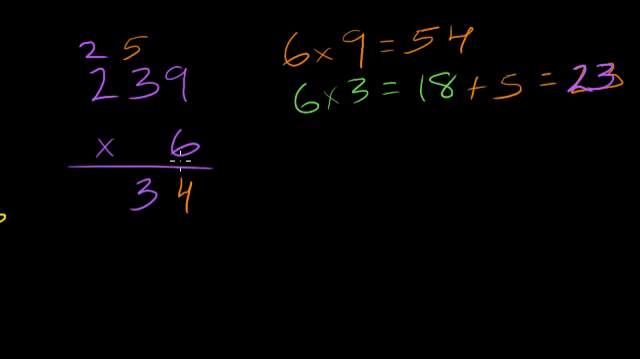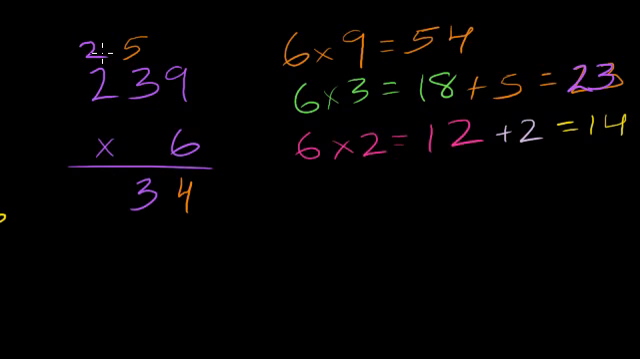Now we're almost done. One multiplication left. Let's do the 6 times the 2. 6 times 2, that's an easy one. That's 12. But I have this other 2 hanging out up here. So I have to add this other 2. 12 plus 2 is equal to 14. So I write the 4 down here. If there were any more digits, I would write the 1 up there. But there aren't any more digits, so I write the 1 over here. So 239 times 6 is 1,434.